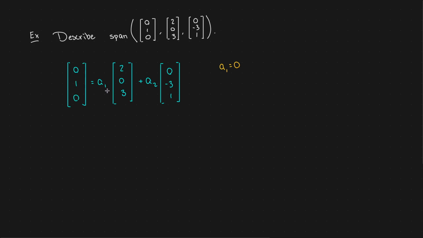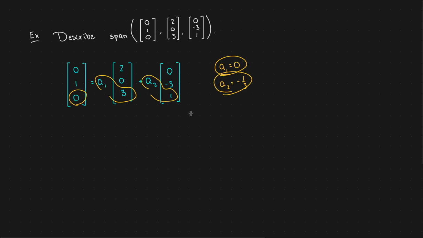For 1, I need a1 times 0 and a2 times negative 3. Well, in order to make that work, since this is 0, I need a2 times negative 3 to be 1. And so a2 would have to be negative 1/3. Okay? But then the third line doesn't work.